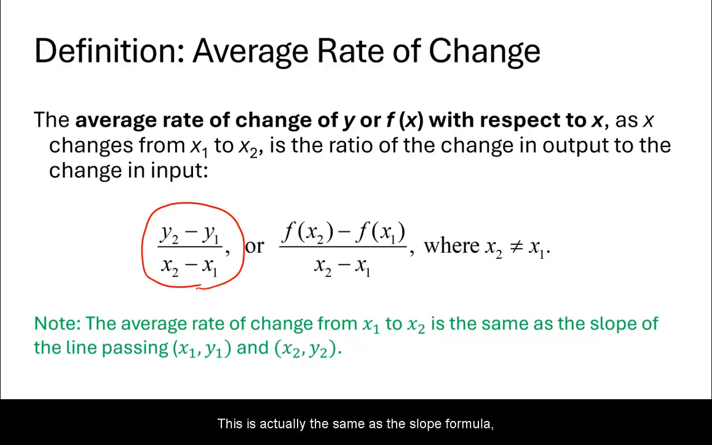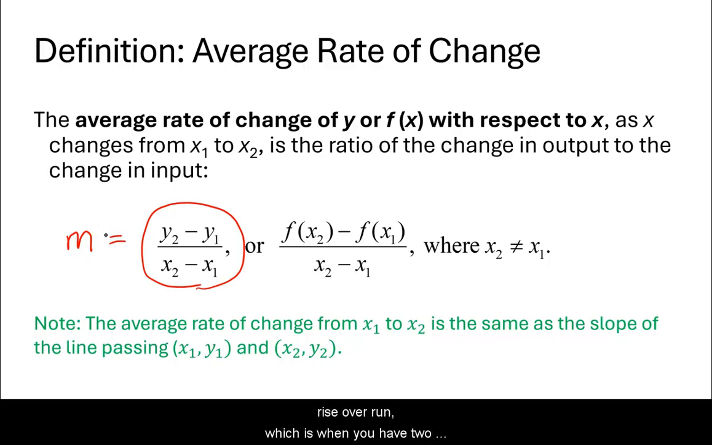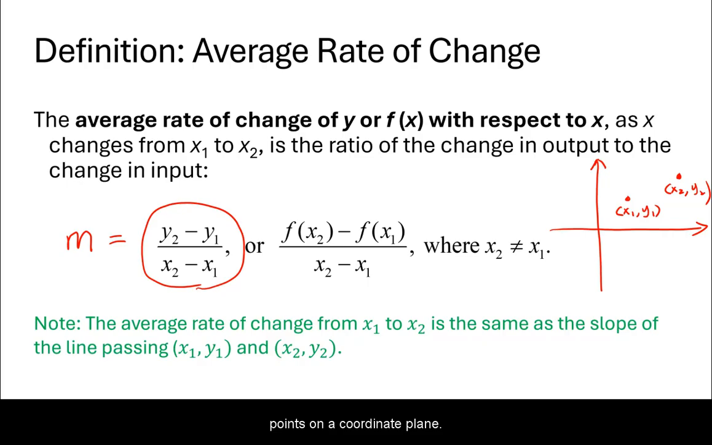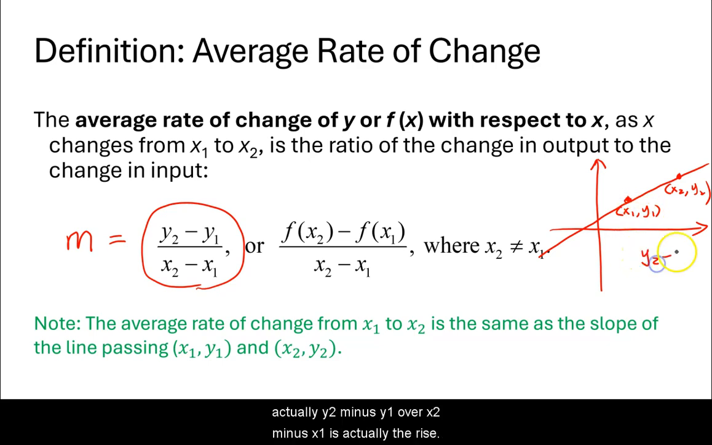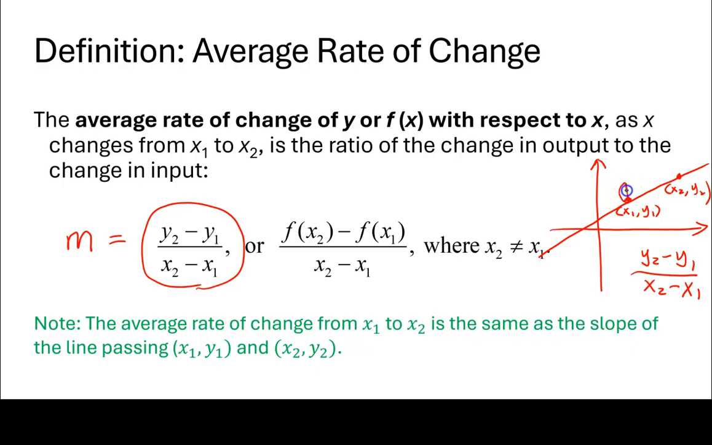This is actually the same as the slope formula, rise over run, which is when you have 2 points on a coordinate plane, x1, y1, that's the first point, and the second point is x2, y2, and the slope of the line passing these 2 points is y2 minus y1 over x2 minus x1. This part, y2 minus y1, is the rise. This part, x2 minus x1, is the run.